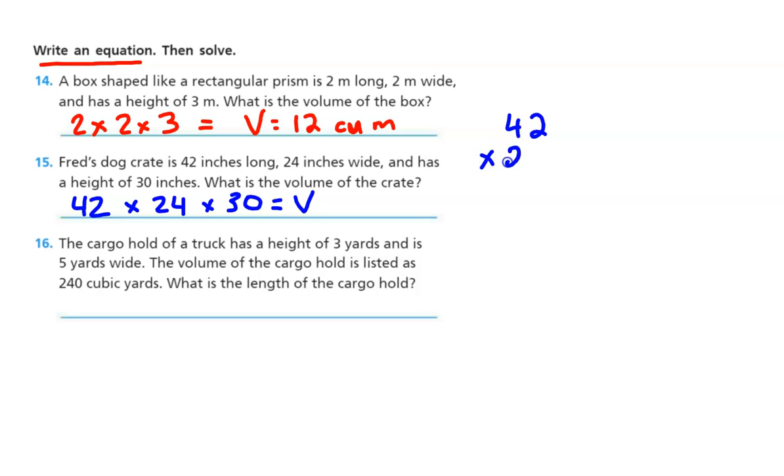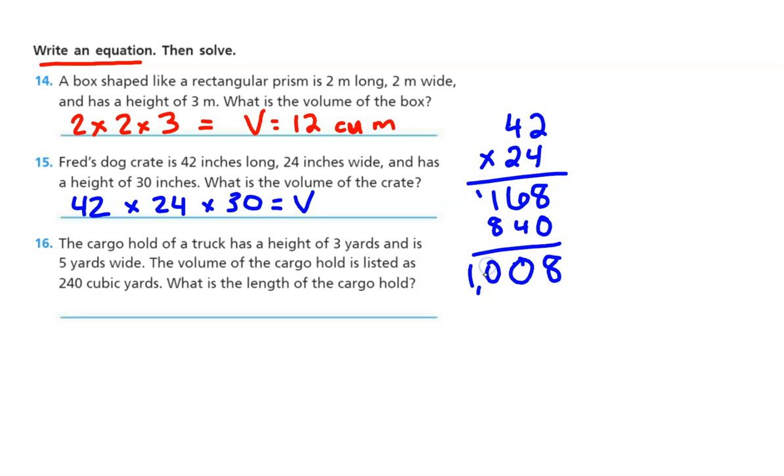Let's do 42 times 24. 4 times 2 is 8, nothing to carry. 4 times 4 is 16, place value holder. 2 times 2 is 4, and 2 times 4 is 8. So if we add those together, we get, let's see, 1008. And now I'm going to take that 1008 and I'm going to multiply it by 30.